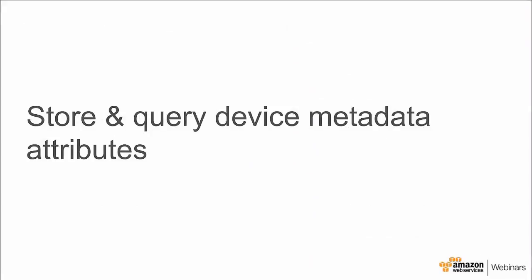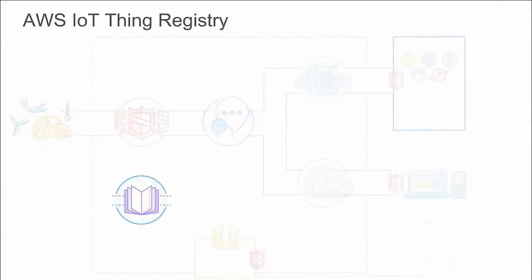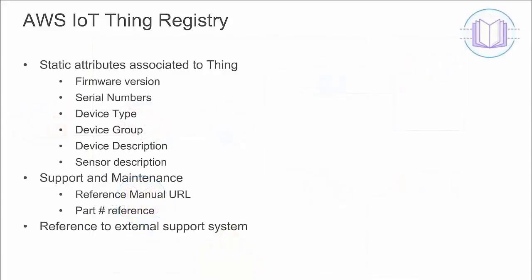Next area to talk about is storing and querying device metadata attributes. Many customers want to store information about devices which is static in nature but might be used for management or monitoring or maintenance of a fleet of devices. And the AWS IoT Thing Registry is a platform component that we have that enables customers to do this.